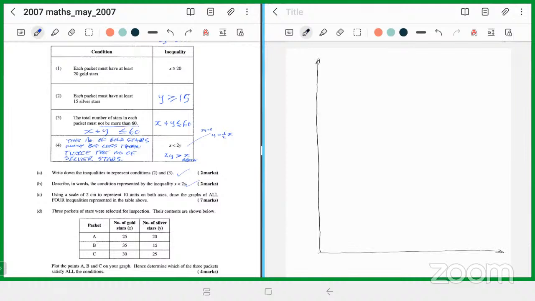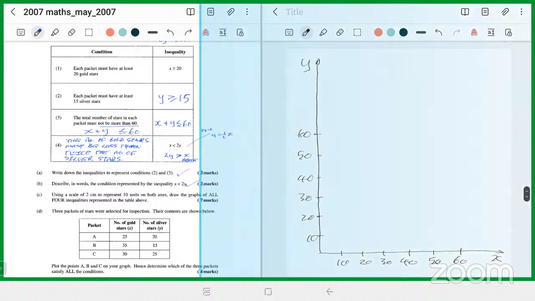All right. So we're going up by 10. So 10, 20, 30, 40, 50, 60, and again 10, 20, 30, 40, 50, 60. That's the x-axis. 10, 20, 30, 40, 50, 60. That's the y-axis. I'm going up to 60 because of this line. All right? Let me come over here and just make this smaller so we can see more of the graph.